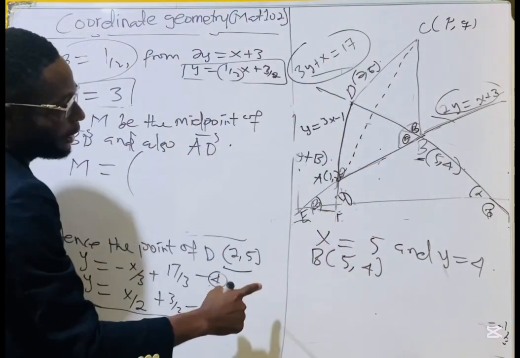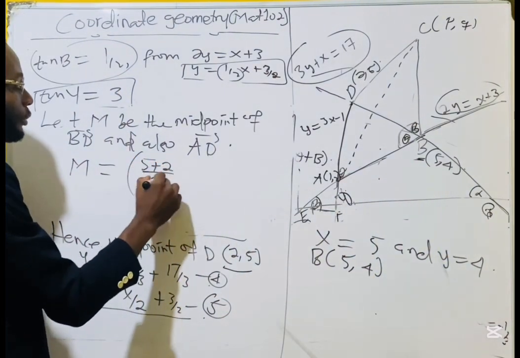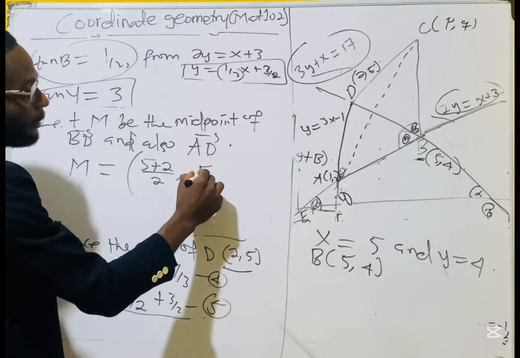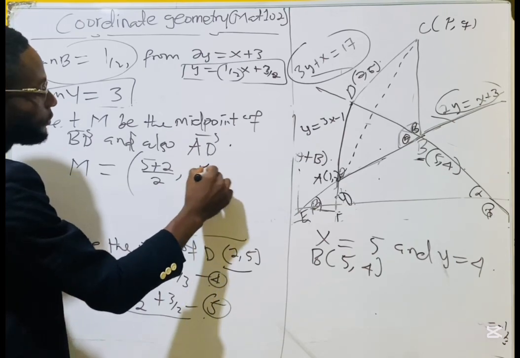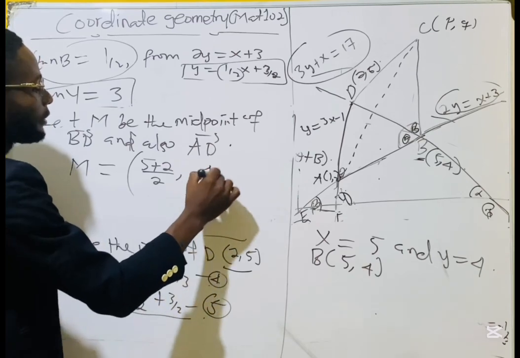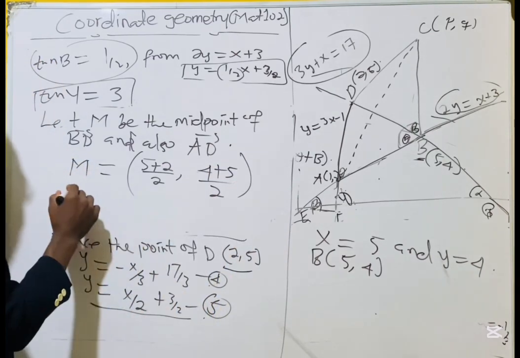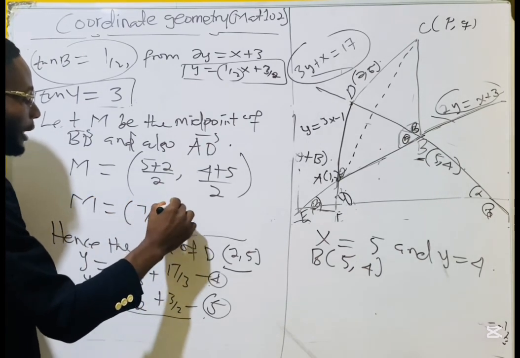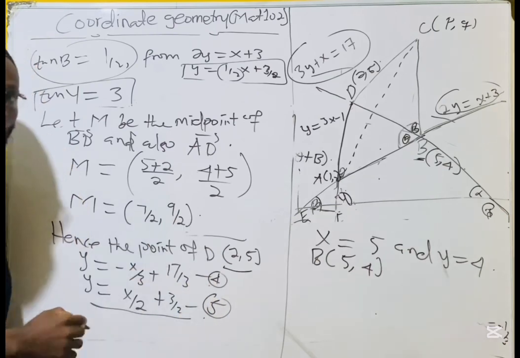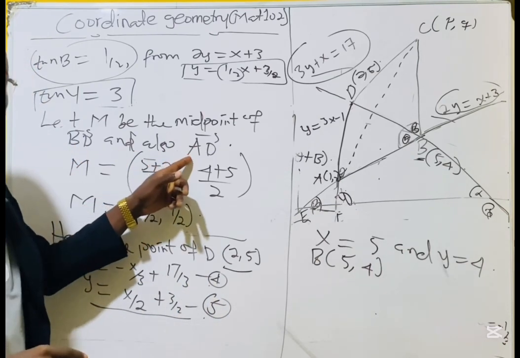Okay, so if that is true, then we can say that the midpoint will be equal to this and this, right? We're going to have 5 plus 2 over 2, and then 4 plus 5 over 2, right? So we say that the midpoint will be equal to 7 on 2 and 9 on 2. Okay, so that is the midpoint of line BD and also line AD.